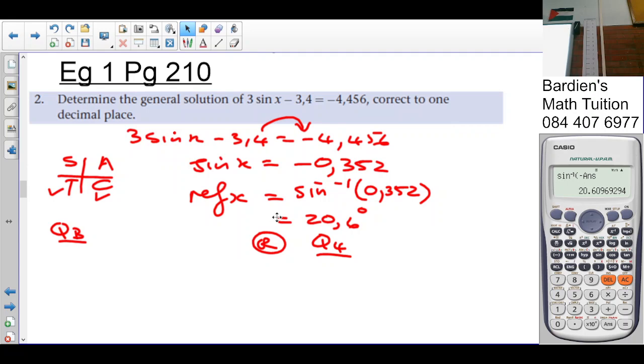If this was positive here, then the question you ask yourself is, which quadrant is sine positive? Then it would have been quadrant 1 and 2. The reference angle would still be 20,6. Quadrant 1 would have been 20,6 plus k times 360. Quadrant 2 is 180 minus 20,6 plus k times 360. It's just too easy, no? I can't help it, everything in maths is so easy.